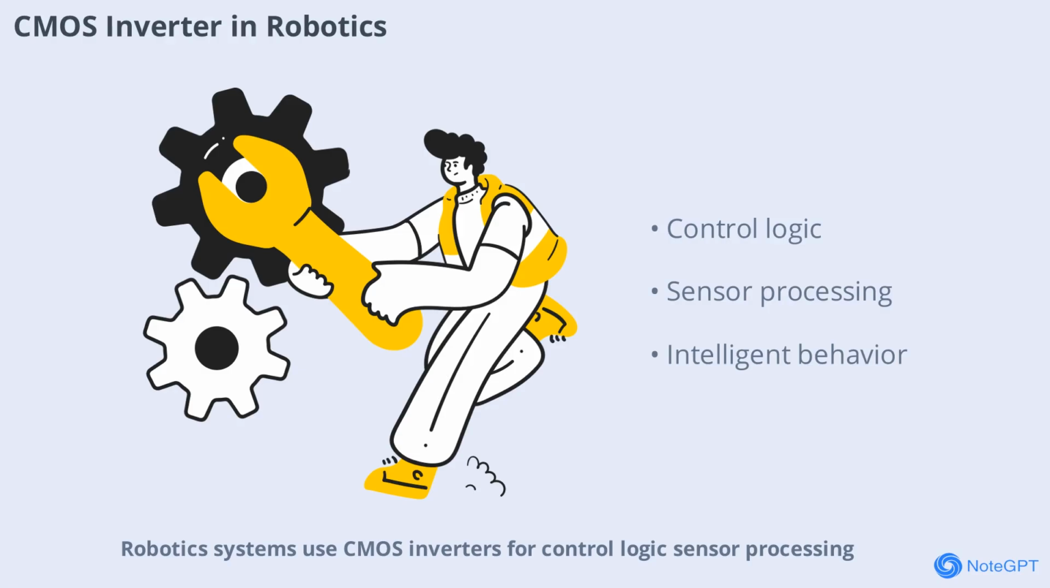Robotics systems use CMOS inverters for control logic, sensor processing, and communication. Their reliability and speed are crucial for precise movement and intelligent behavior. We'll highlight how CMOS inverters support advanced robotics technology.